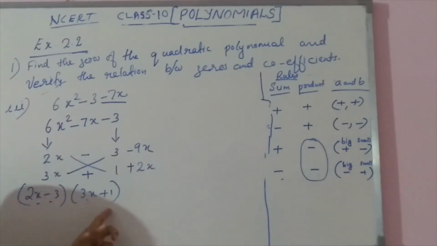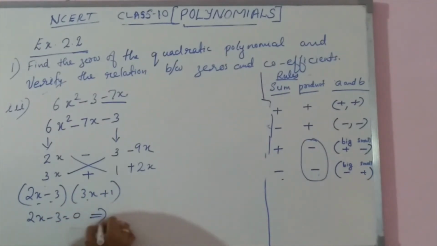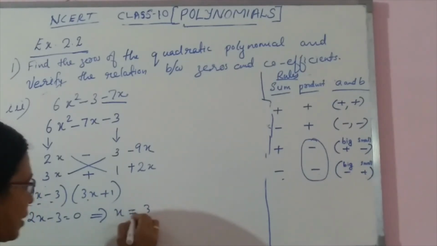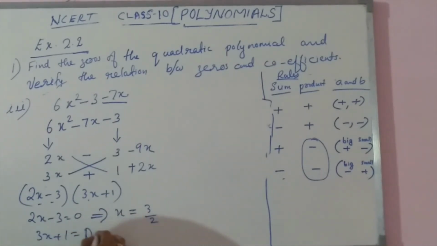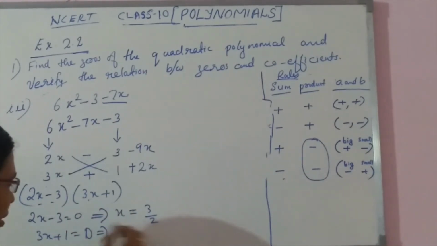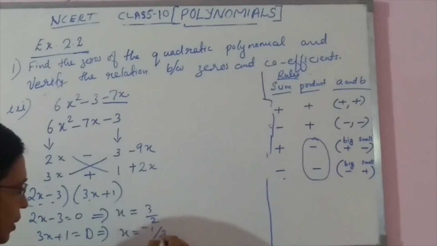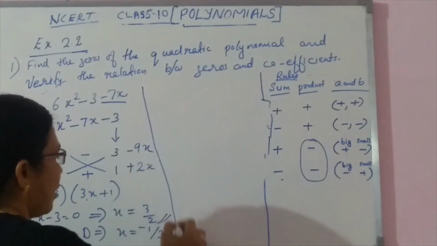So here we are getting the two factors. Now we have to find out the zeros. 2x minus 3 is equal to 0, that implies x is equal to 3 by 2, taking 3 to the right side as plus 3 and dividing by 2. Next 3x plus 1 is equal to 0, that is x is equal to minus 1 by 3, taking 1 to the right side. So you got two zeros. Now you have to verify those zeros.